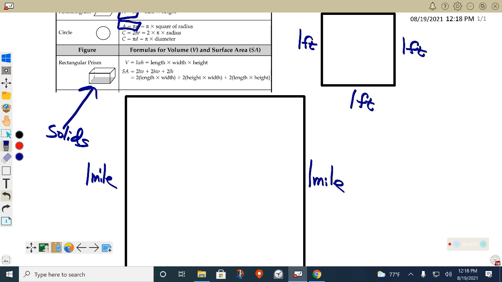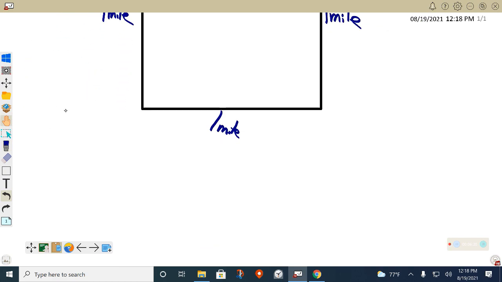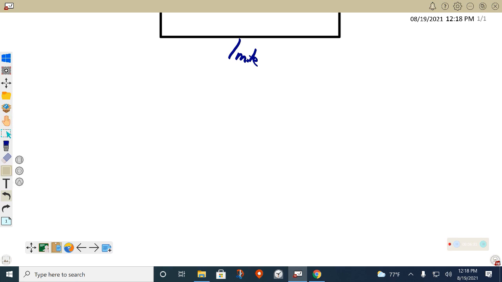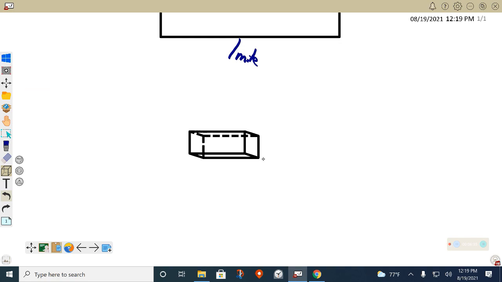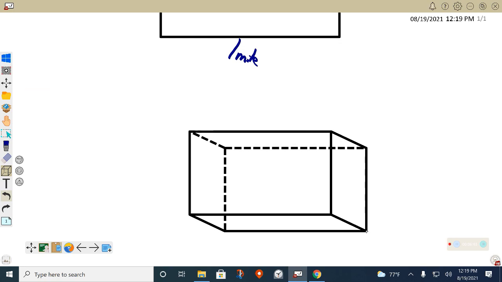Right now it's flat and two-dimensional. It's two-dimensional because it only has length and width. But when I fold it in on each other, now it's 3D. It's got length, it's got width, and now it's got height. So if I wanted to find the volume, well, before I even do that, let me get a prism going here, watch. So here's a prism.